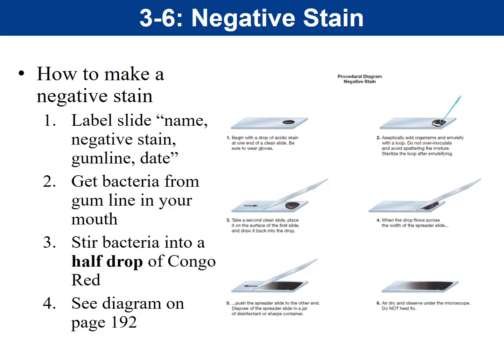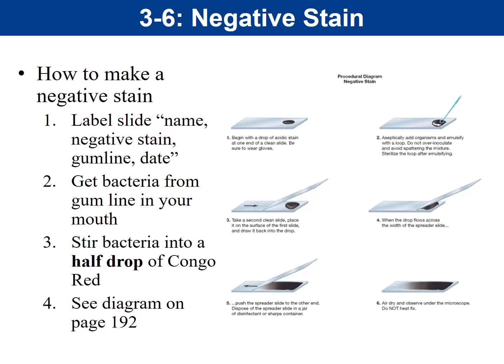Then you're going to test along your gum line, so maybe on your slide you would label gum line. You're going to start by putting a drop of Congo red on your slide. One of the questions in your question set asks what is wrong with the diagram found in your lab book. The answer is that you don't want an entire drop of Congo red.